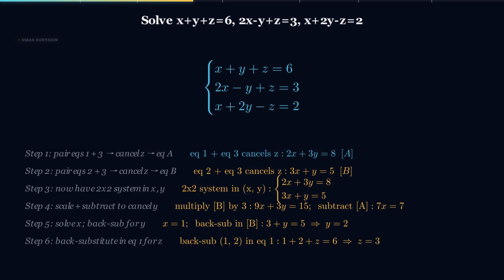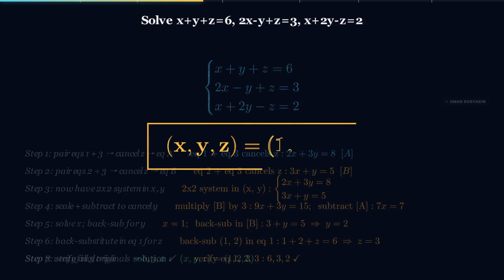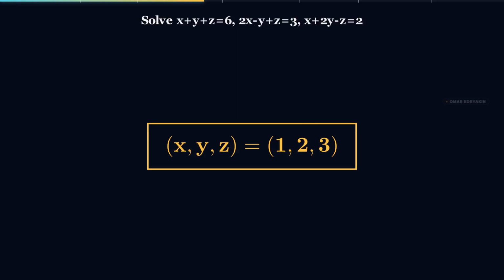Step 6. Verify. Equation 1: 1 plus 2 plus 3 equals 6. Match. Equation 2: 1 minus 2 plus 3 equals 2 minus 2 plus 3 equals 3. Match. Equation 3: 1 plus 2 times 2 minus 3 equals 1 plus 4 minus 3 equals 2. Match. All three equations satisfied. So the solution is x equals 1, y equals 2, and z equals 3.